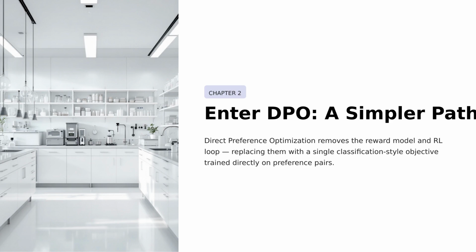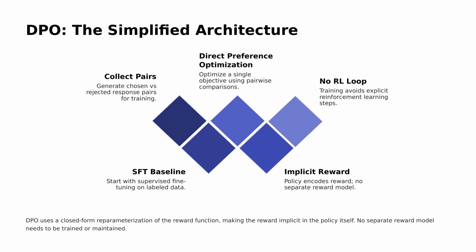Chapter 2 introduces direct preference optimization, or DPO, as a much simpler alternative to the full RLHF pipeline. Instead of training a separate reward model and then running reinforcement learning, DPO learns directly from preference pairs with a single objective that looks more like classification. The result is a cleaner, more efficient way to align models with human preferences, while avoiding much of the complexity of the traditional approach.